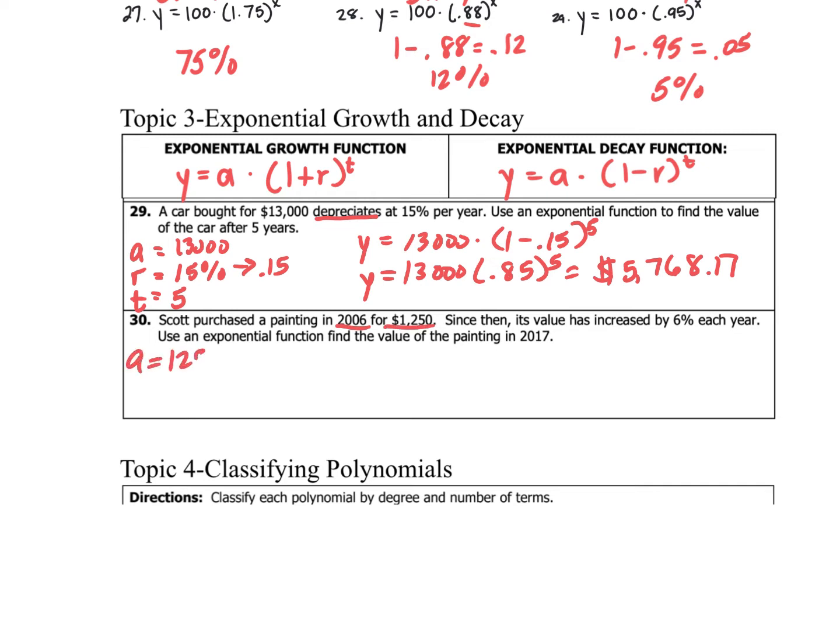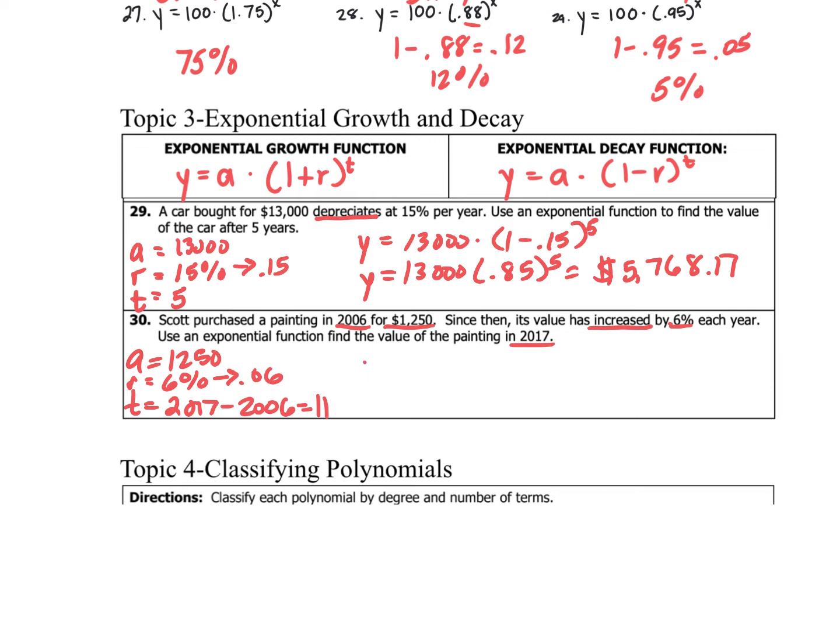All right, number 30, Scott purchased a painting in 2006 for $1,250. So A is $1,250. Its value has increased. That's how I know it's growth by 6%. R is 6%. As a decimal, that's 0.06. Use an exponential function to find the value in 2017. So we got to do some work for the time. 2017 minus 2006 is 11.